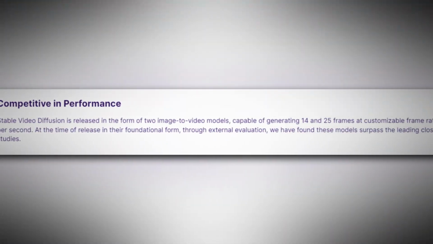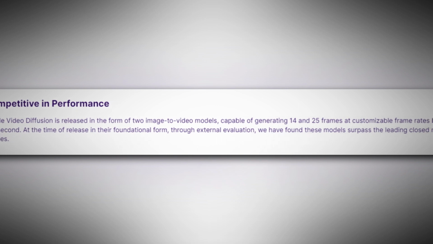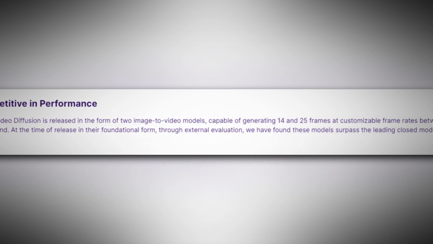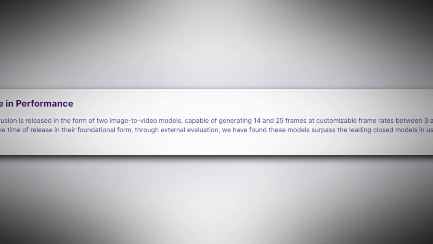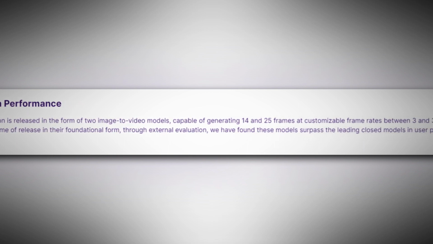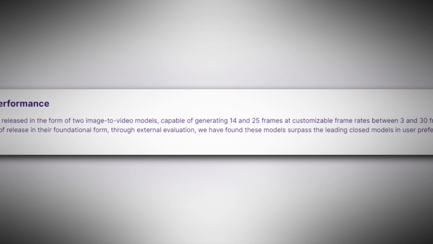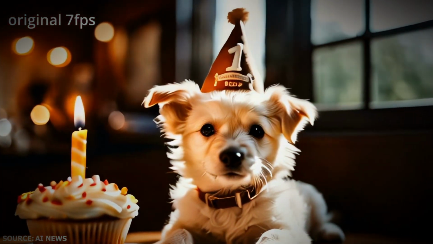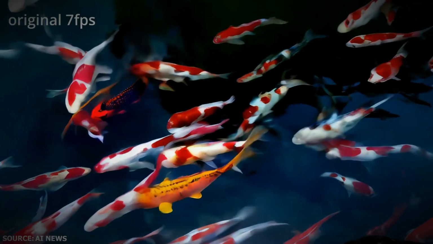Stability AI has also introduced two distinct image-to-video models, each of them capable of generating videos with between 14 to 25 frames. These tools also give users the flexibility to customize their frame rates, ranging from a slow and detailed 3 frames per second to a swift and fluid 30 frames per second. I know it is magical. Therefore, I want to tell you how this tool was created.